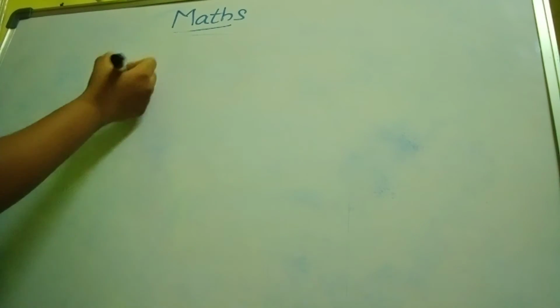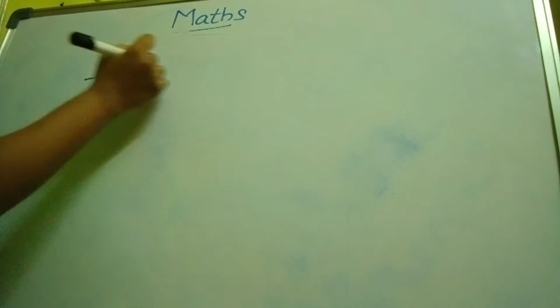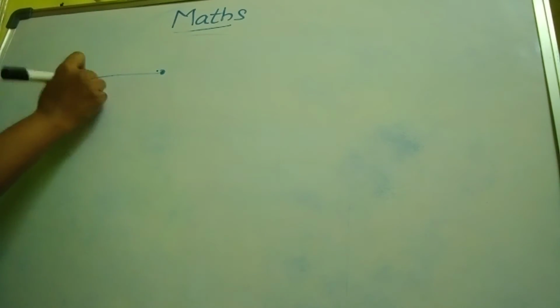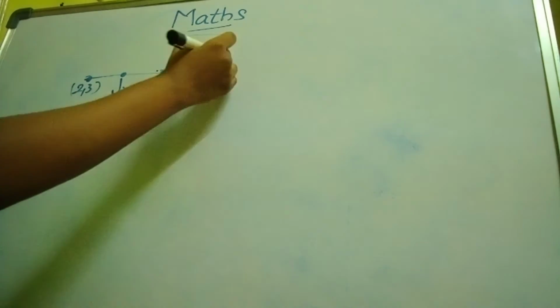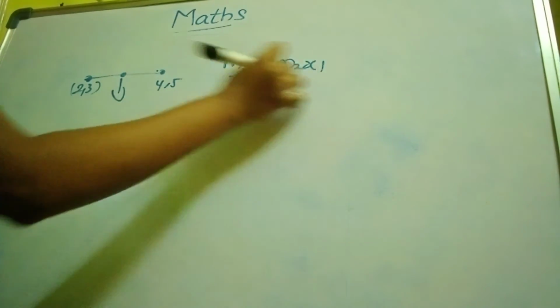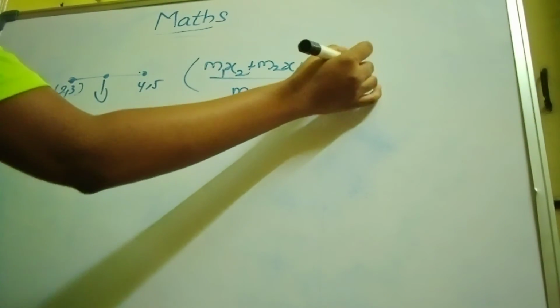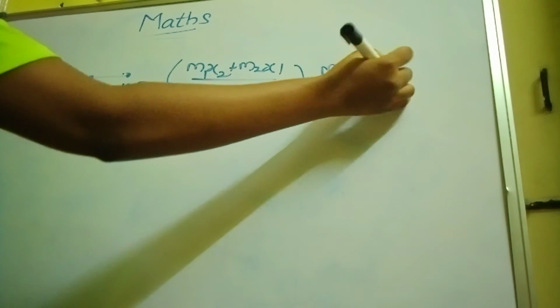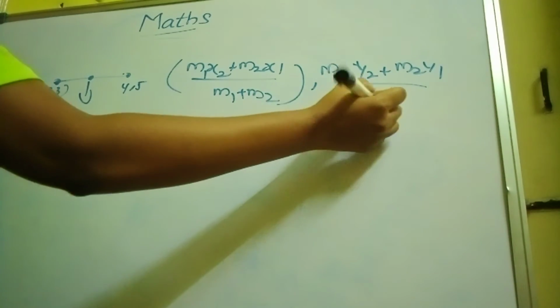Now, still there are formulas. See, if you want to find the coordinates of the point, if this is 2, 3, this is 4, 5, here is the point. We have to find coordinates of the point. We have the formula m1 x2 plus m2 x1 by m1 plus m2, comma m1 y2 plus m2 y1 by m1 plus m2.